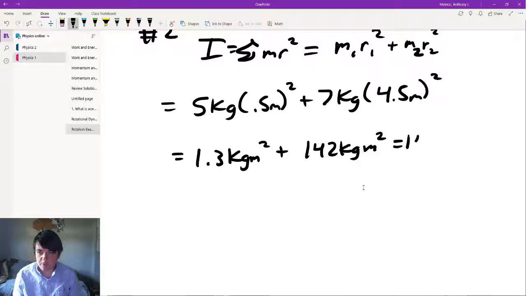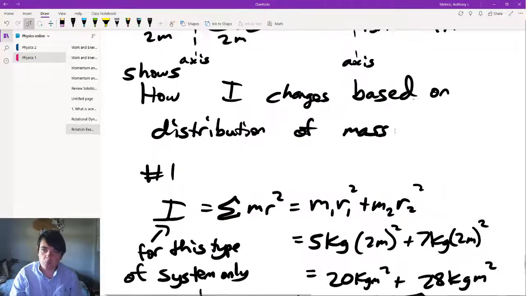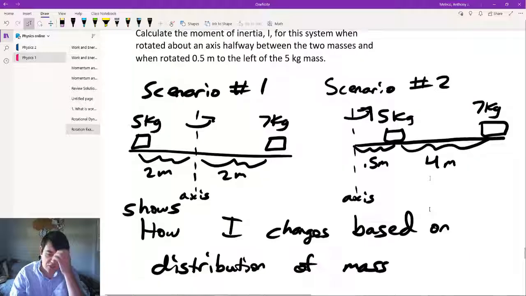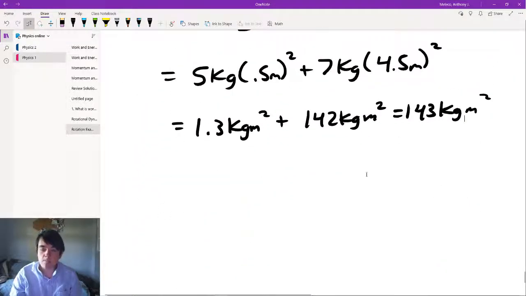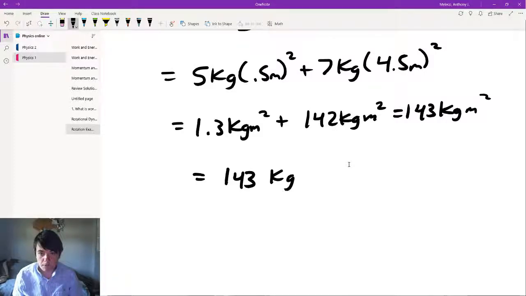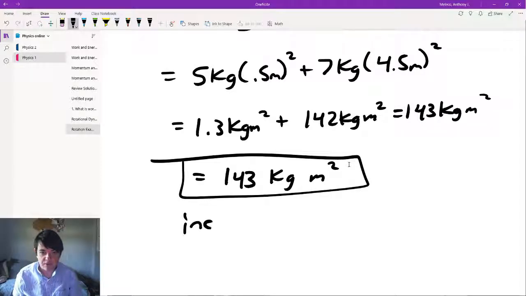And remember what the moment of inertia represents. It represents your resistance to rotation. So notice here the 7 kilogram one being super far from the axis of rotation makes this a huge number. Having something farther away from the axis of rotation increases its resistance to rotation. It makes it require more force to rotate something. Okay, so this is our answer.